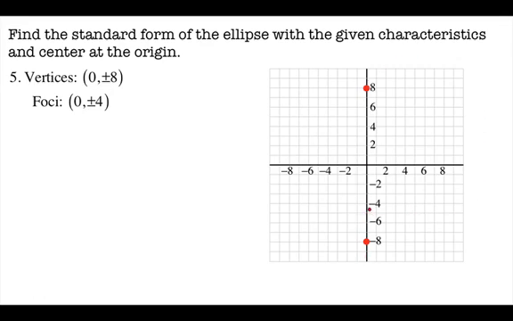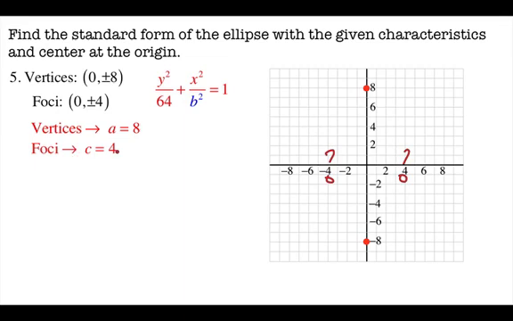They don't give me the coordinate value of the co-vertices, so that's what I need to find. And I'm going to be doing the following. So I know that A is 8, and I'm looking for my B squared. So this is what I'm going to do. I also know that C is equal to 4. They gave me that. So then I'm going to use this formula.